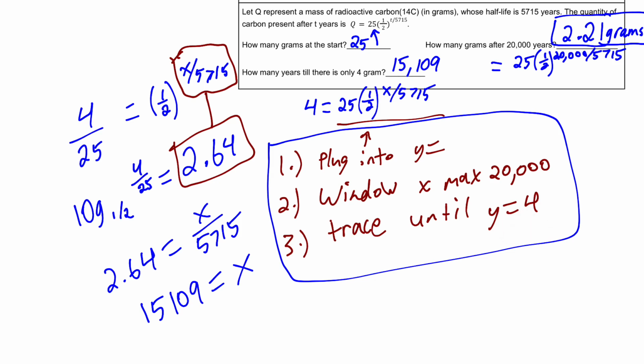If you want to jump straight to the answer, you can divide both of these sides by 25. And then you have 4 over 25 is equal to 1/2 to this power. So think about what that means. 1/2 to some power is 4 over 25. So if we take the log base 1/2 of 4 over 25, we get this. And that's what x divided by 5,715 is. So if we multiply both sides by the denominator, we get our answer, which is 15,109. More precise, but good to know this method.